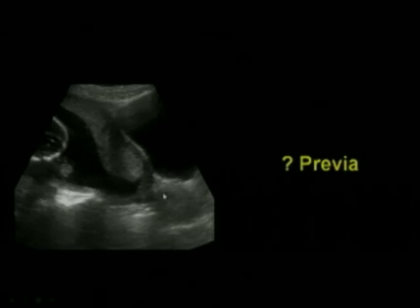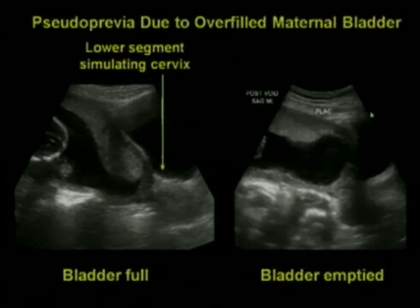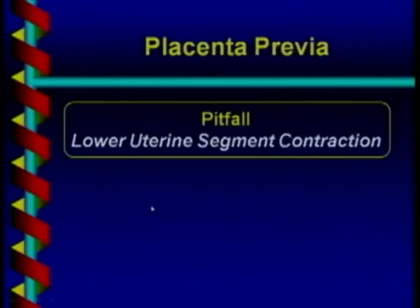So what do we do? We have the woman partially empty her bladder, and when that's done, here we've gone to a partially empty bladder, and now you can see the placenta, which ends right around here, is well away from the cervix. There's no previa. So this image you could call a pseudo previa, or pseudo placenta previa, due to an overfilled maternal bladder.